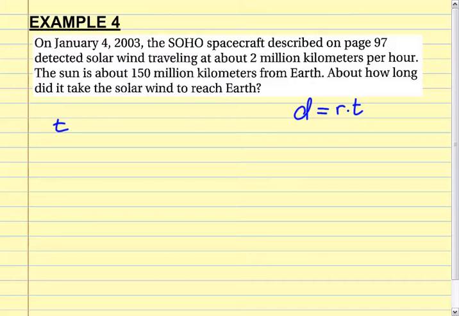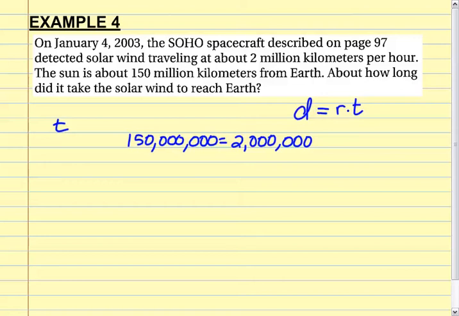What is the distance? 150 million kilometers from Earth. That's the distance. 150 million. That's what it looks like. Okay, distance equals, do we know the rate? What is the rate? 2 million kilometers per hour. All right, so 2 million is written over here.